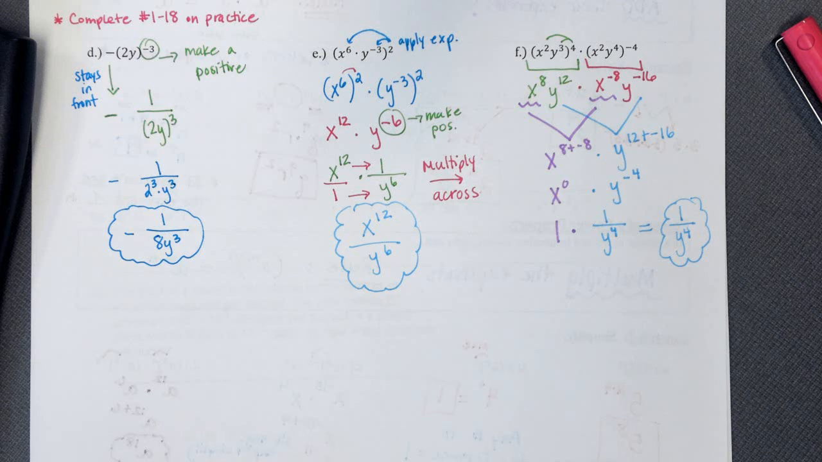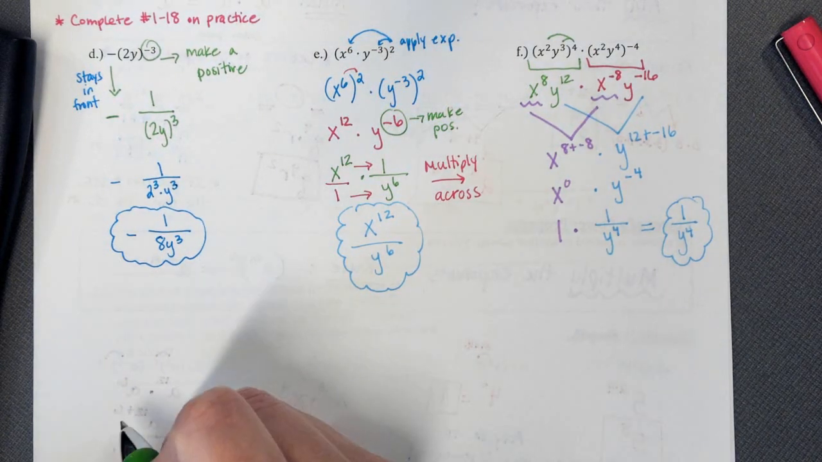Okay, so now you can finish the 19 through 22. And 22 is a scientific notation, which is what we talked about last week.